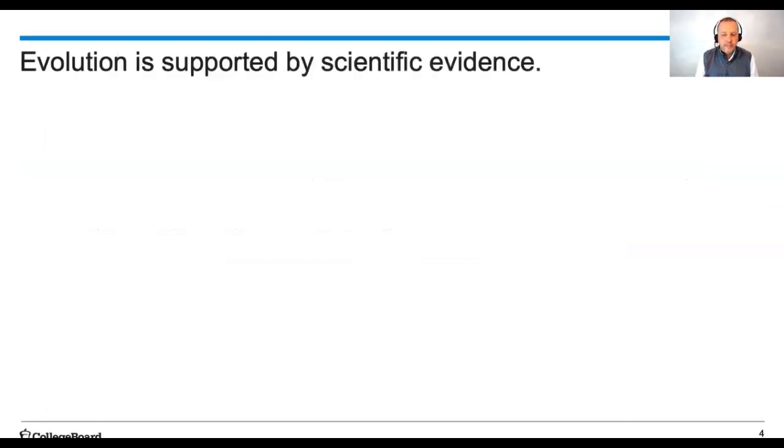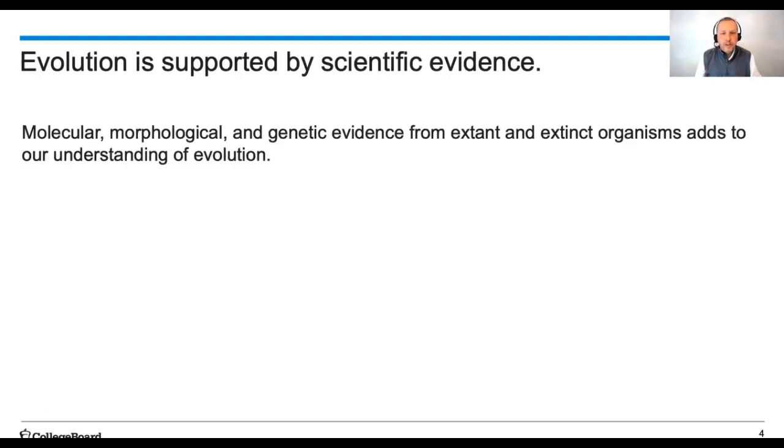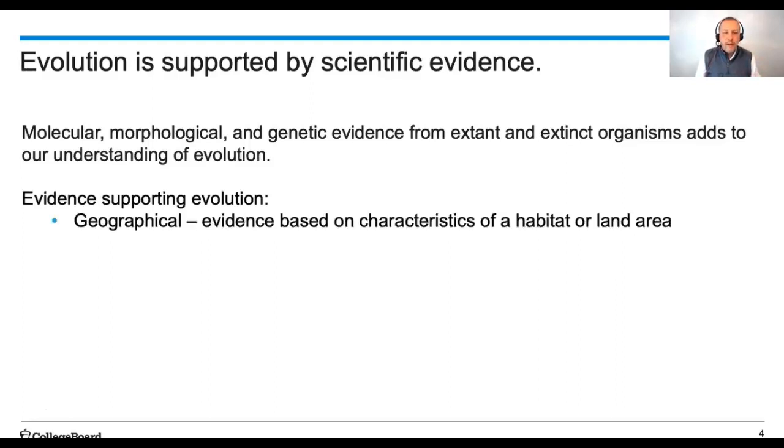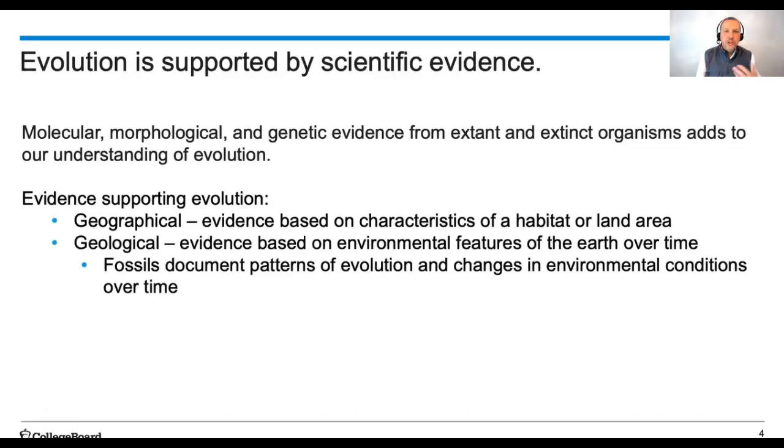So let's dive in. Evolution is supported by scientific evidence. Molecular, morphological, and genetic evidence from extant and extinct organisms adds to our understanding of evolution. Evidence supporting evolution includes the following. Geographical. This is evidence based on characteristics of a habitat or land area. There is geological, which is evidence based on environmental features of the Earth over time.